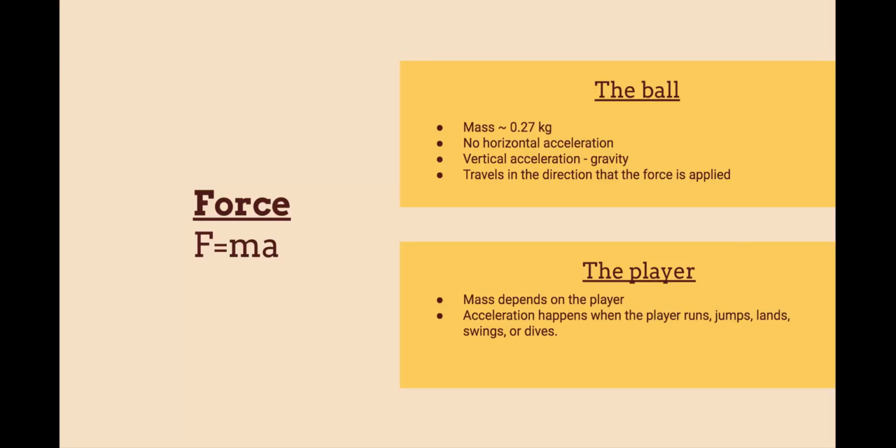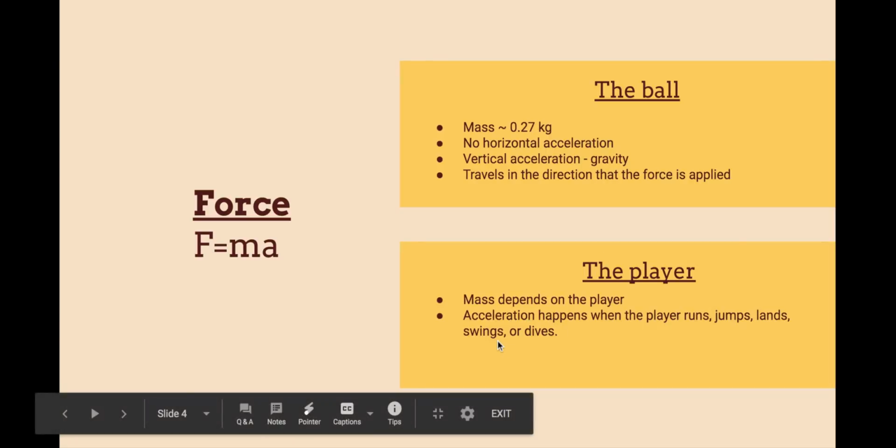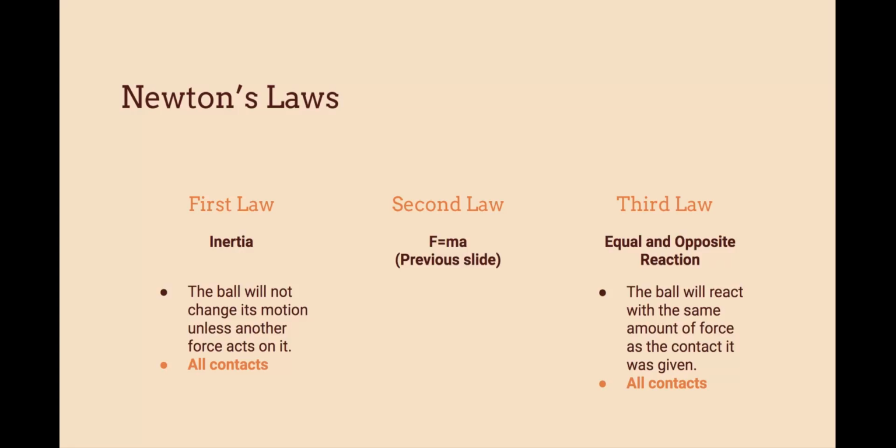And then for the player, the mass depends on the player, and the acceleration happens when the player runs, jumps, lands, swings, or dives. So when the player runs, they're accelerating. When they're jumping, they are jumping off the ground and then accelerating towards the ground. They're swinging their arms, accelerating. And then when they dive, they're accelerating towards the ground.